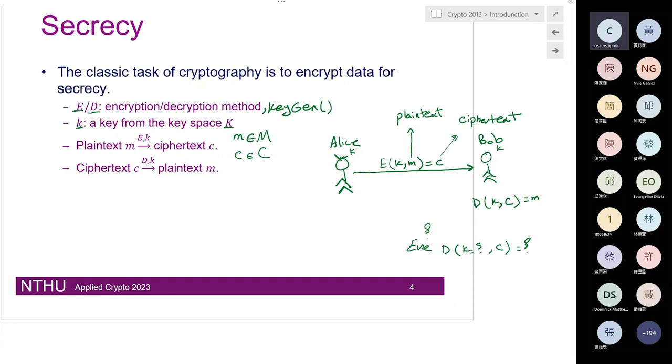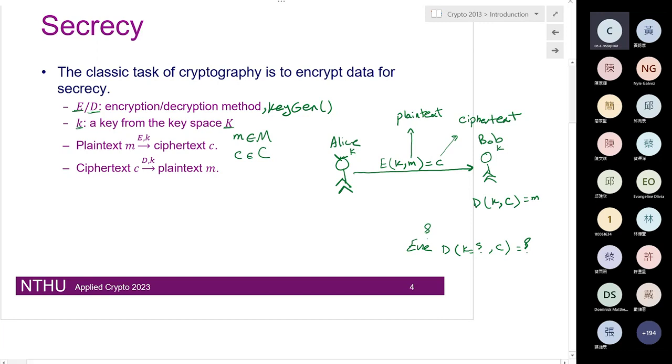Later on, we will discuss how it would be almost impossible, or I should use a better word: the probability for Eve, not knowing this key K, to be able to recover this message would be very low. Later, when we discuss different algorithms and compute that probability, you will see that it is almost impossible.